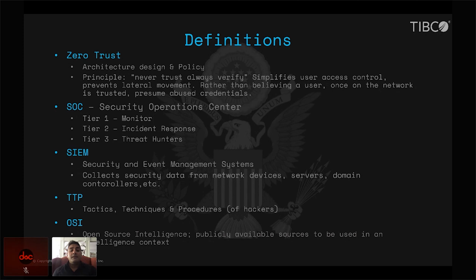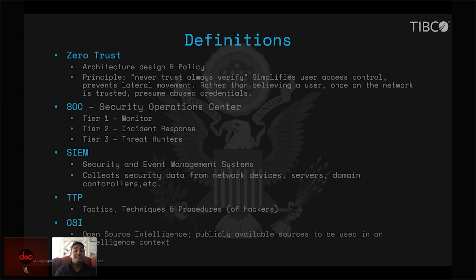Then we have SIEM, and that would be security event management systems. What we're doing there is it connects all the information related to the incoming cyber feeds, related to endpoint security, related to internal firewalls that you've set up. They detect a huge amount of log files, and that includes log files coming in from network devices, from servers, from domain access controllers, and of course, from ADFS solutions.